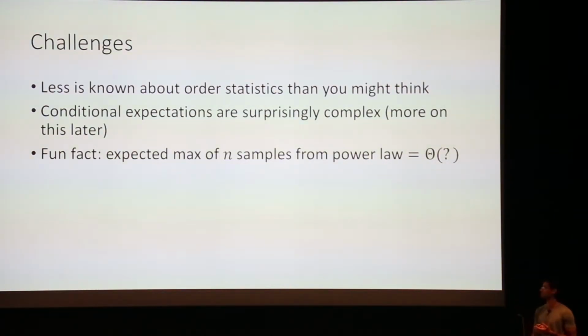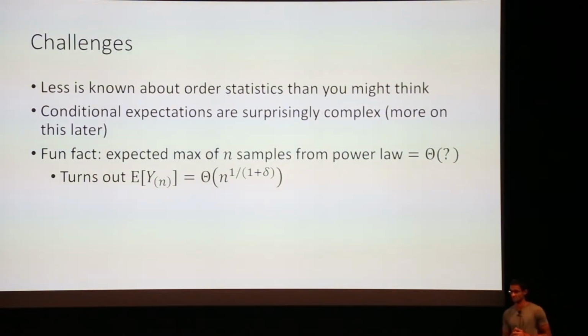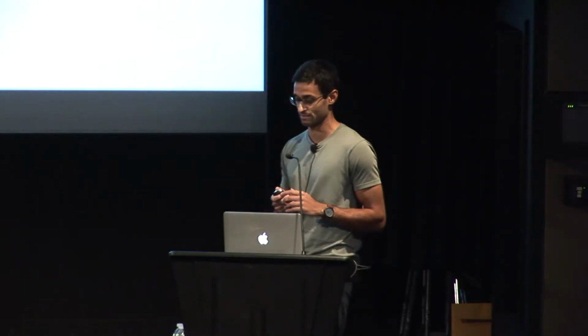just a quick question, what is the expected maximum of n samples from a power law? So it turns out that this actually is pretty nice to reason about, and you get something that looks like n to some fractional power. So if my delta is like 1, and I'm looking at 100 candidates, the expected max is something like 10.